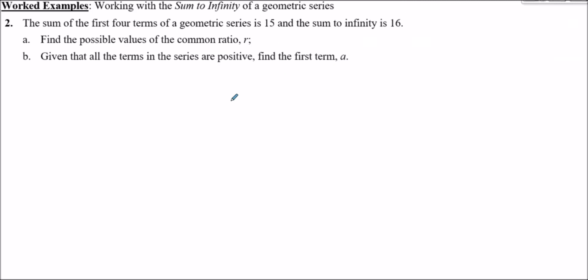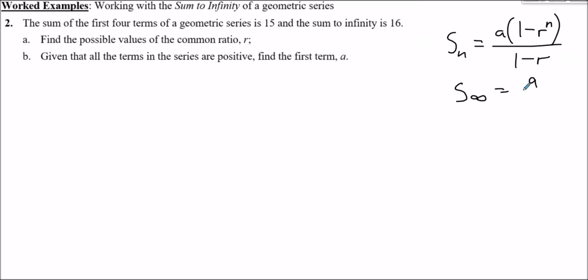Number 2. The sum of the first 4 terms of a geometric series is 15, and the sum to infinity is 16. Find the possible values of a common ratio r. So we need to remember both forms of the equations. Sum of n terms is a, if I put the 1 first, so 1 minus r to the n over 1 minus r, and also the sum to infinity. It's the same thing without this bracket, so it's just a over 1 minus r. Now we're told the first 4 terms, so we know what S4 is. S4 is 15.